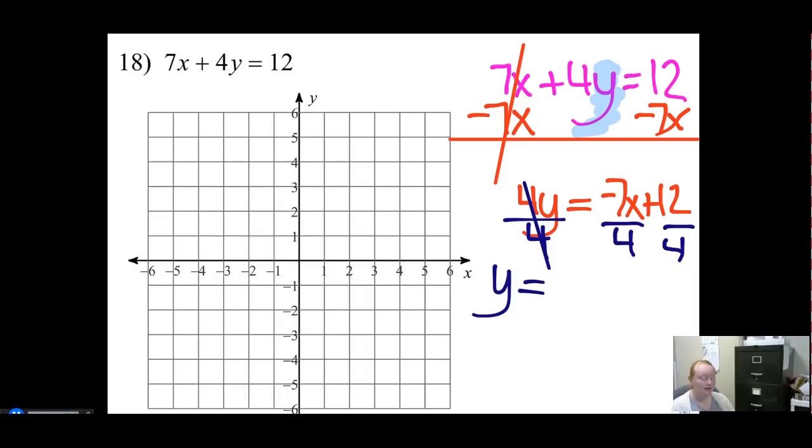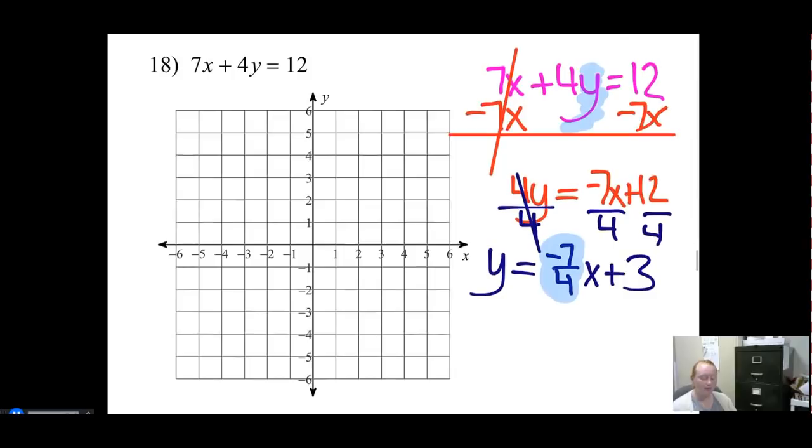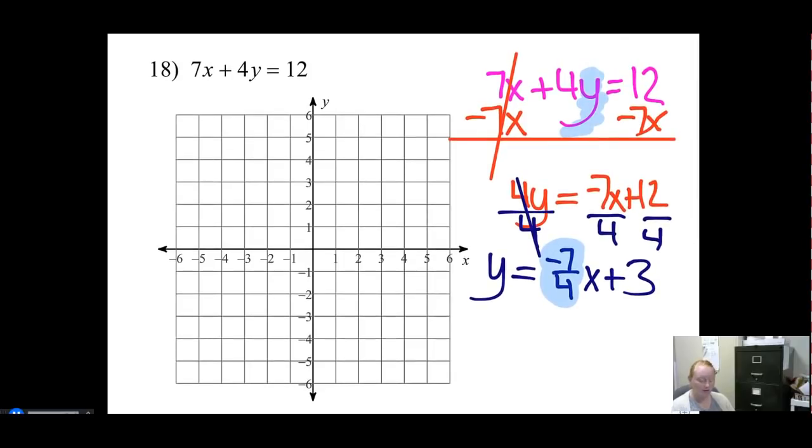So I get y equals -7/4x plus 3. Right here, some people freak out. It is okay that you got a fraction. It's fine. This represents our slope. It tells us whether or not we go up or down and how far we go over. This says we'll go down 7, and it says we'll go to the right 4.